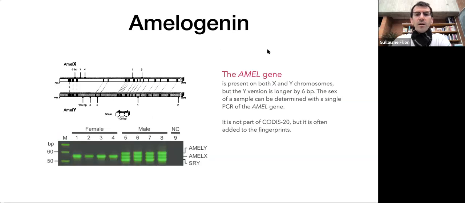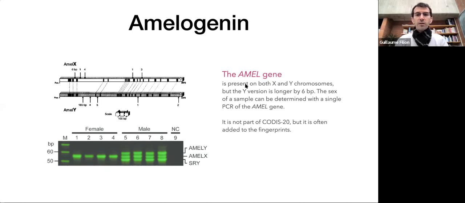So what about the gender? Sometimes you need to be able to tell the sex of the owner of the biological material, and because there was nothing on the X and on the Y, it's kind of difficult to tell whether something with the CODIS system would be male or female. So actually you don't have enough information with just CODIS. For this, the typical technique is to use amelogenin, the amel gene or amel locus.